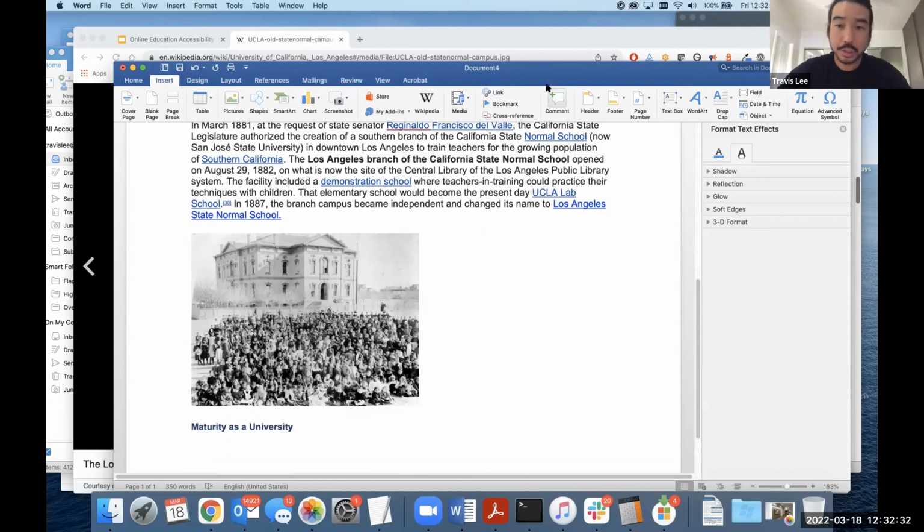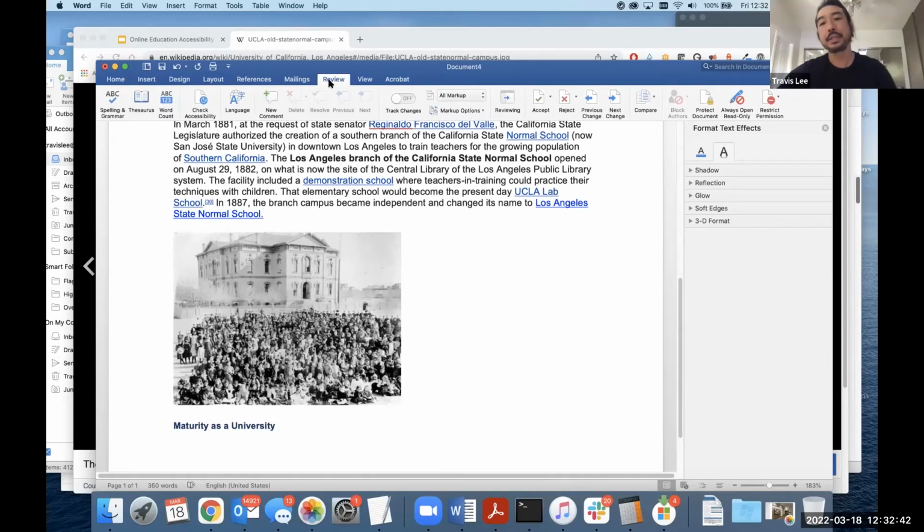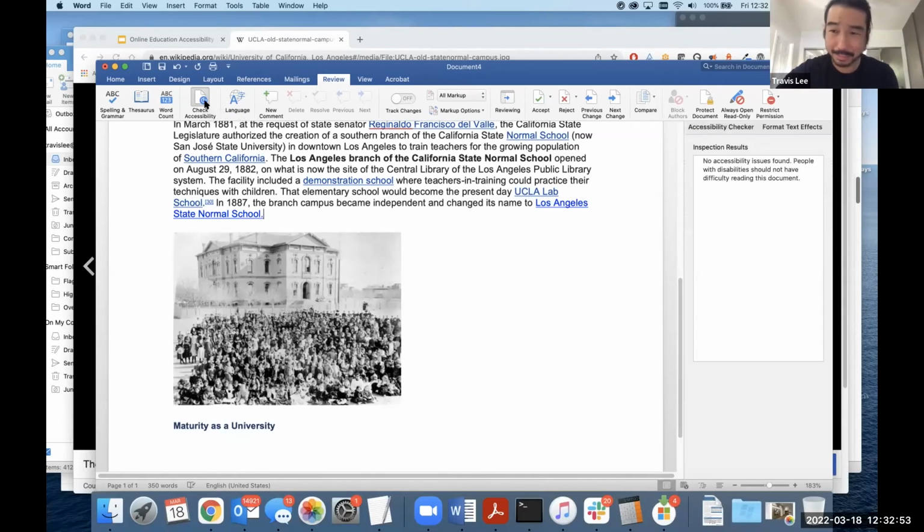And then I'm going to show you how to use the checker. So use the checker by going over here to review, and then you can click check accessibility. So this is Microsoft Word. A lot of Microsoft products do have this accessibility checker. I know Canvas does, I know Moodle does. Just go ahead and click it, see what happens. Okay, so no accessibility issues found.